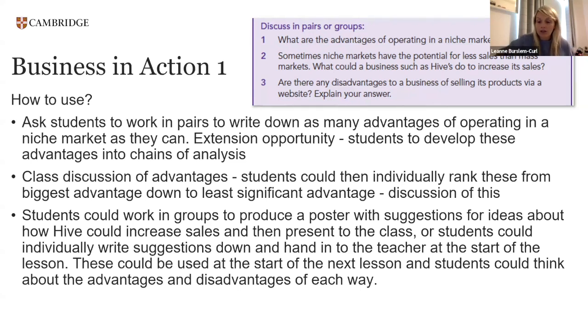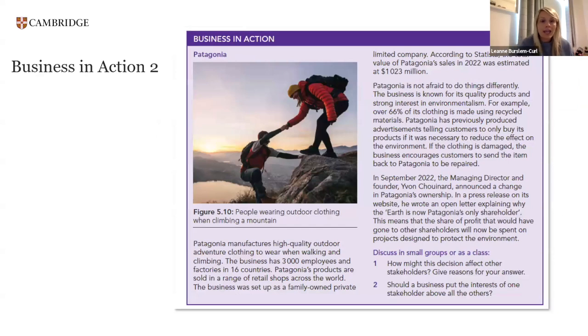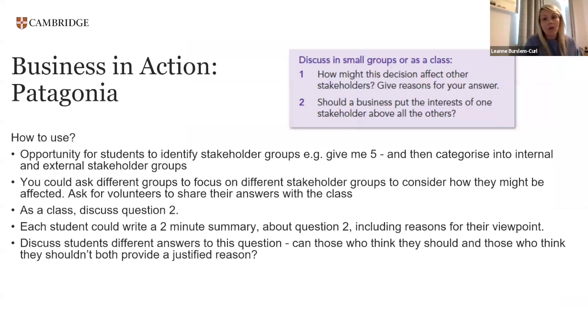On the next slide, we've got a second example, which is Patagonia. And again, if we move on to the slide afterwards, please, we've got some ideas about how they could be used. Now, the first question here is, how might this decision affect other stakeholders? Well, you could dive straight into that question, or it could be an opportunity to recap who the stakeholder groups are. Can they be categorised into internal and external stakeholder groups?